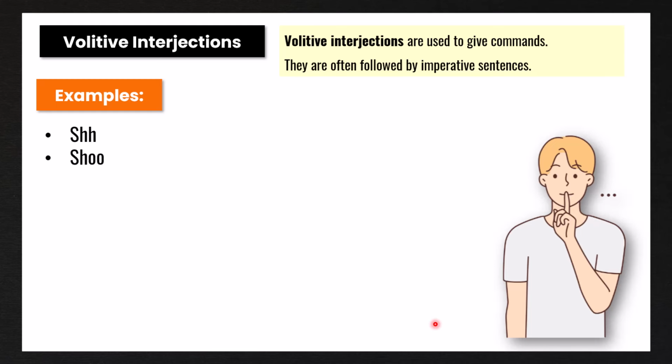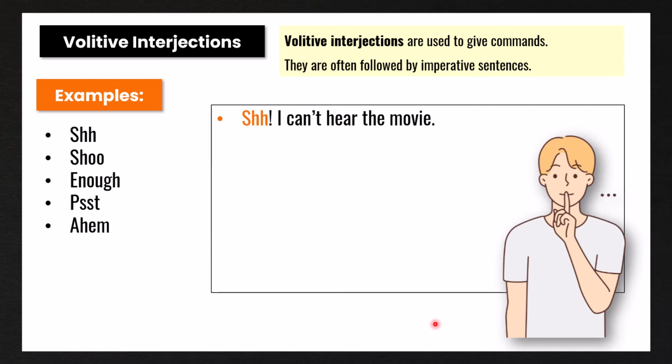Shoo, we say when we want someone to go away. Enough, when we want the conversation to stop. Psst, we say when we're trying to get someone's attention secretly. Hum, we say when we're clearing our throat and want people to listen to us.